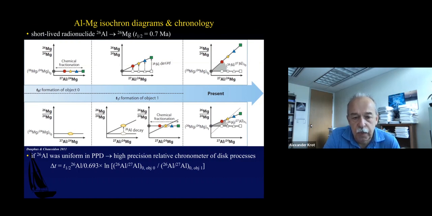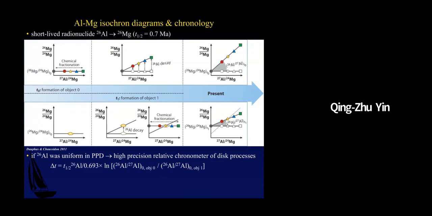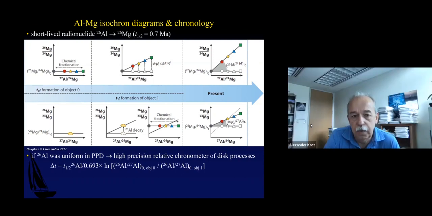On the top left slide, let's say that we have some bulk chemical composition represented by the yellow star that has a certain aluminum-magnesium ratio and magnesium 26-24 ratio. And this material experiences some sort of chemical fractionation. The easiest way to understand is evaporation and condensation, where phases with different condensation temperatures condense from the gas, and these phases will have different aluminum-magnesium ratios, which are indicated by different symbols on this diagram.